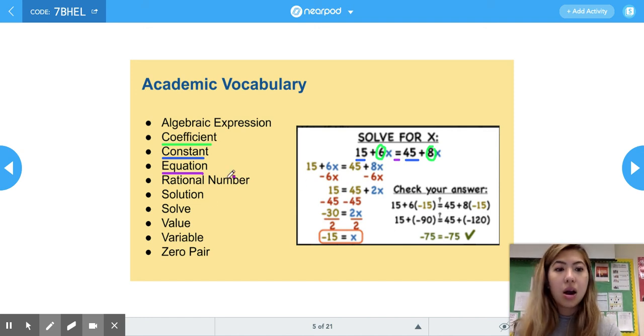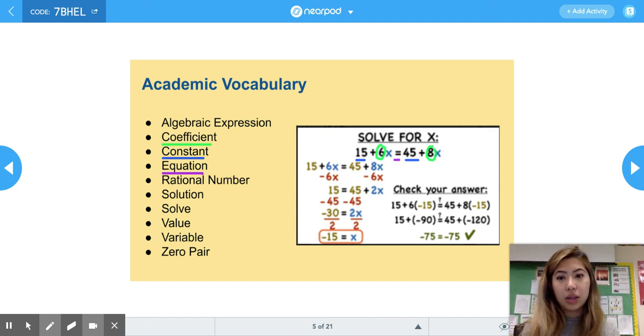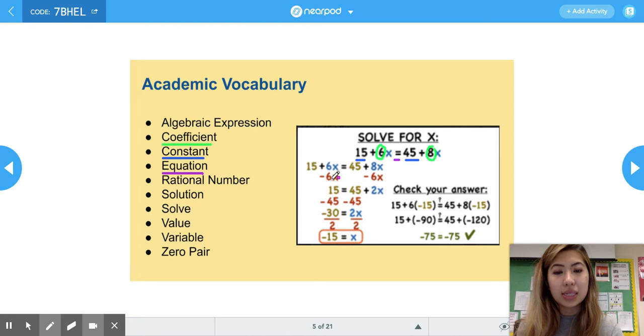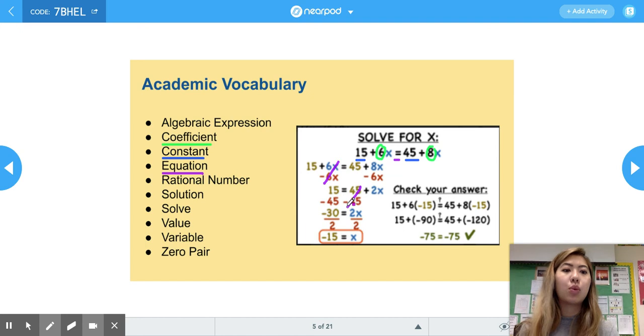Rational numbers are all numbers that are decimals and fractions, or that can be written as decimals or fractions, and that include whole numbers as well as positive and negative numbers. We're solving for a solution, and a zero pair is when we subtract the 6x minus itself, or when we subtract 45 by itself. That's how we make a zero pair, to cancel it out.